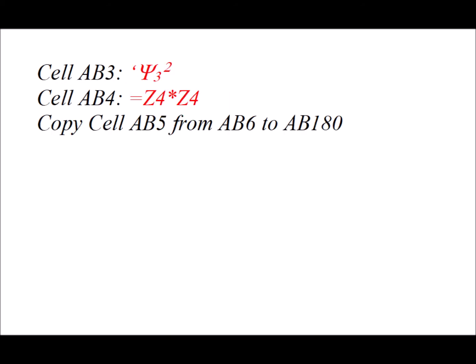And the very last entry we make into our worksheet is cell AB3 with the label psi sub 3 squared, so that's the probability density there. In cell AB4, we have a formula to compute that, and then we copy cell AB5 from AB6 to AB180. So this gives us all the information we need for the first four eigenfunctions and their probability densities.